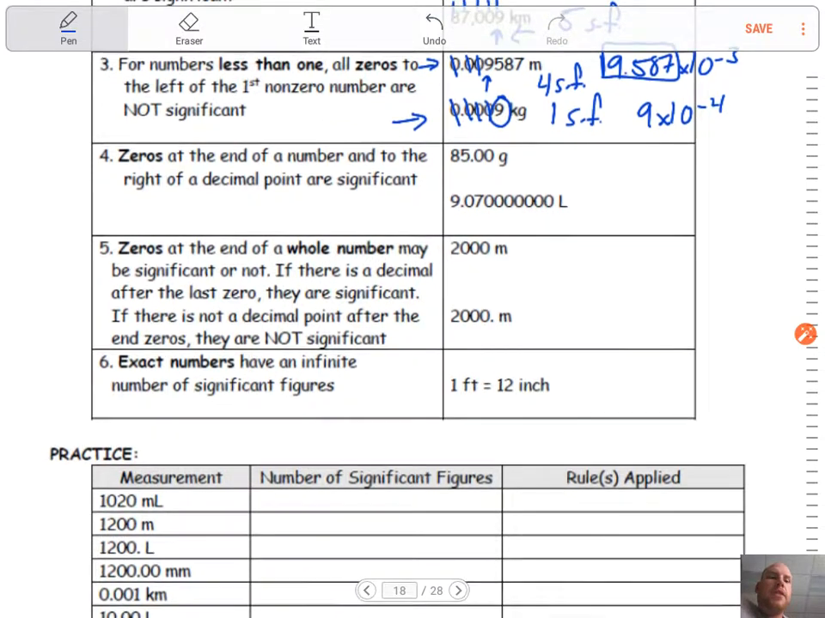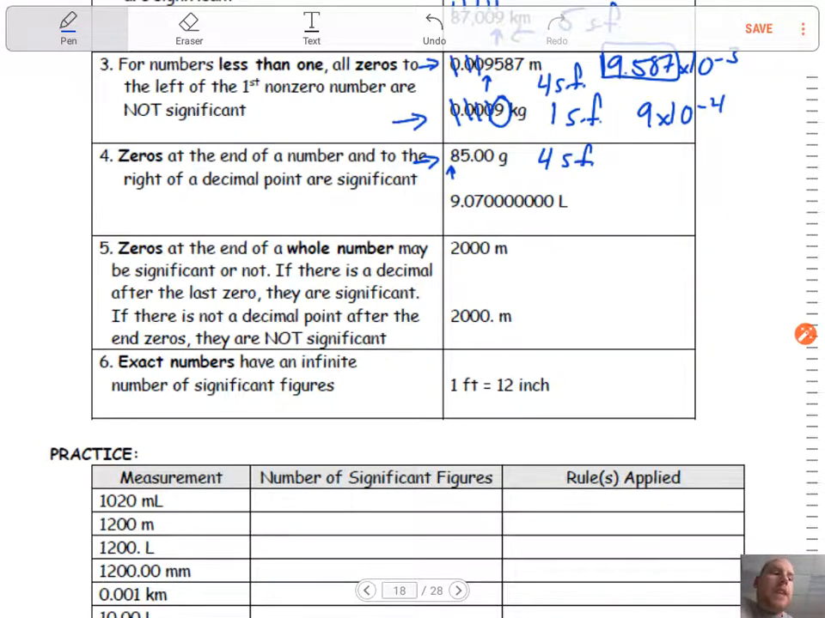Number 4, zeros at the end of the number to the right of a decimal are significant. So here we go. Decimal point is present. I'm starting on the left-hand side, and I'm going to start counting at my first non-zero. So here we go. 1, 2. Oh, look, I have zeros. But once I've started my count, I continue to count. So 1, 2, 3, 4. There are 4 sig figs.